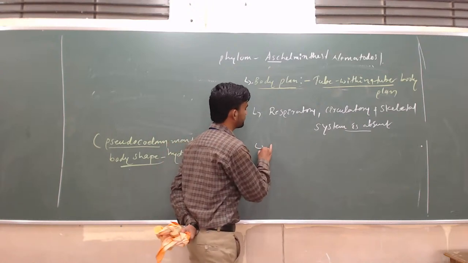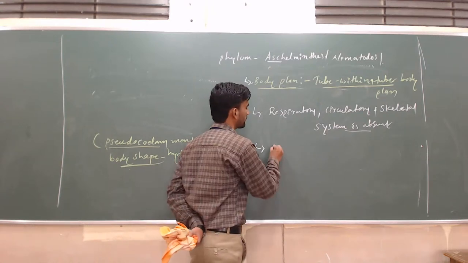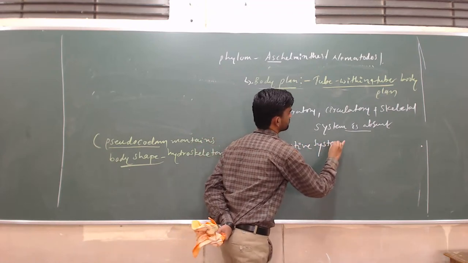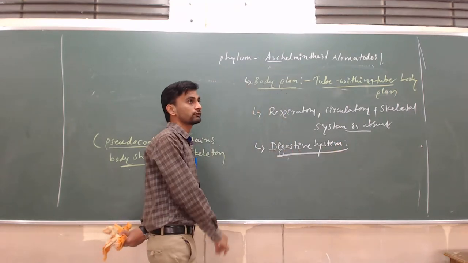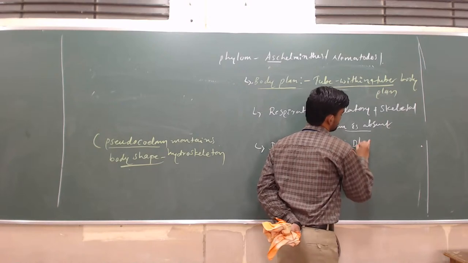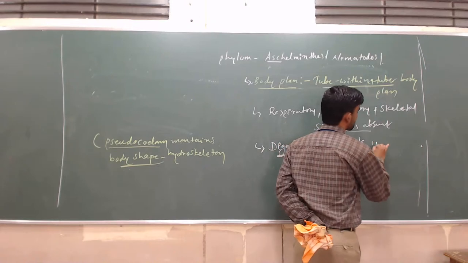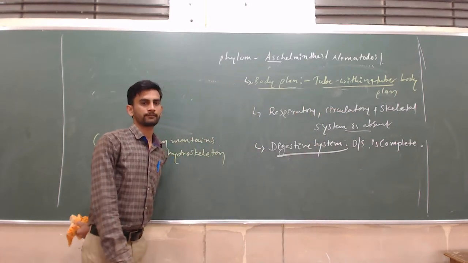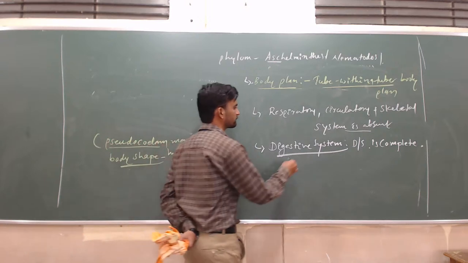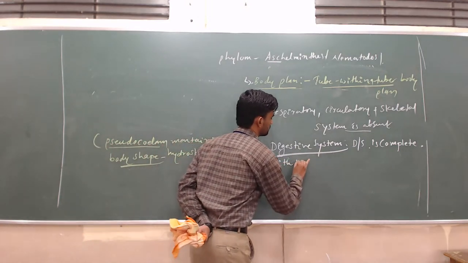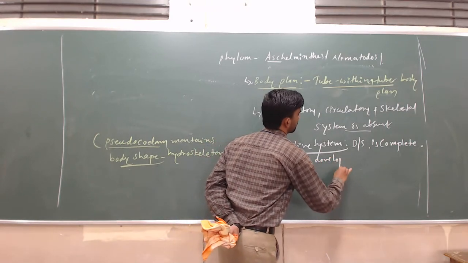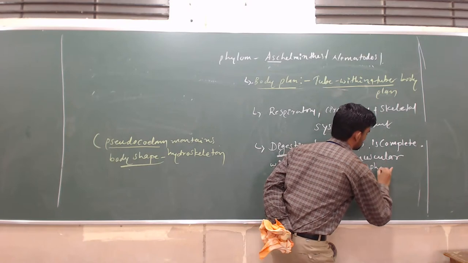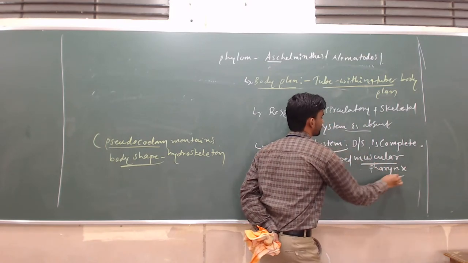After that, another very important classification character is about the digestive system or physiology character considered. I'll write it as DS. Digestive system is complex. It means that the digestive system is complete with a well developed muscular pharynx. Underline this word, muscular pharynx.